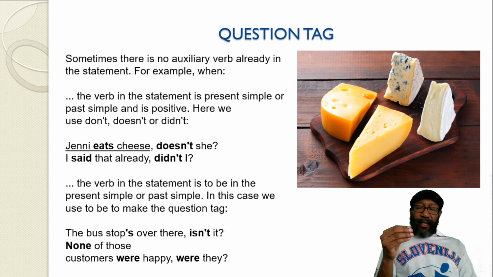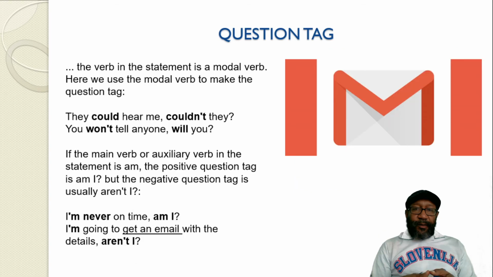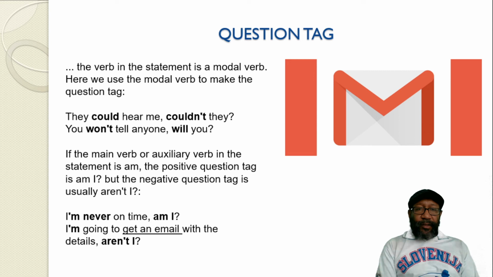The verb in the statement is a modal verb. Here we use the modal verb to make the question tag. So, they could hear me, couldn't they? The statement is affirmative, so the question tag is negative. You won't tell anyone, will you? Here also the first statement is negative, so the question tag is affirmative. So it's always the opposite of the first statement.